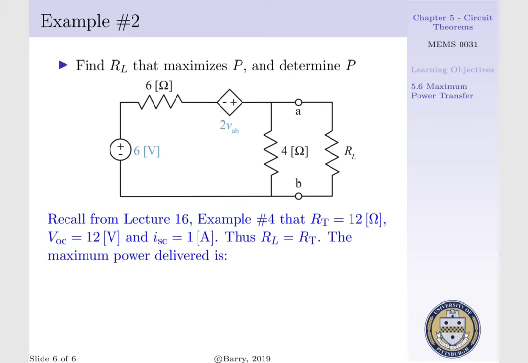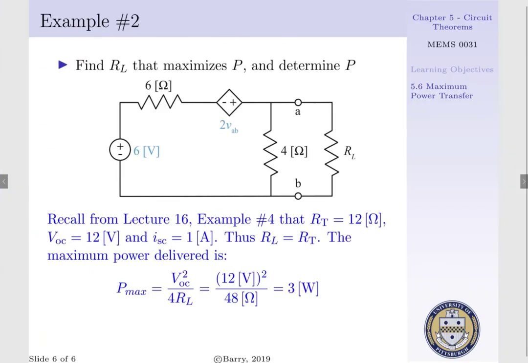Thus, to maximize our power transfer, we should set the value of our load resistance equal to our Thevenin resistance. That is, our load resistance will take a value of 12 ohms. Thus, our maximum power delivered to our load resistor can be expressed in terms of our open circuit voltage and our load resistance, such that our maximum power transferred is 12 volts squared per 48 ohms, or 3 watts.